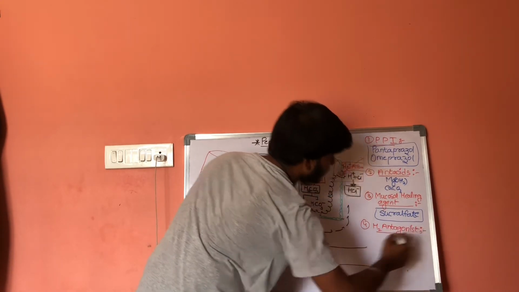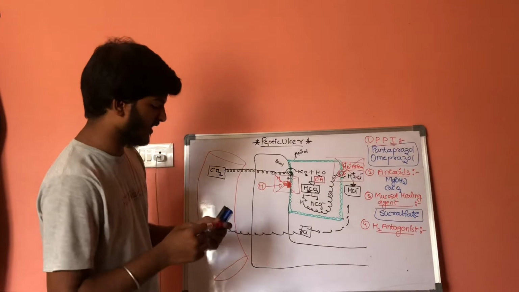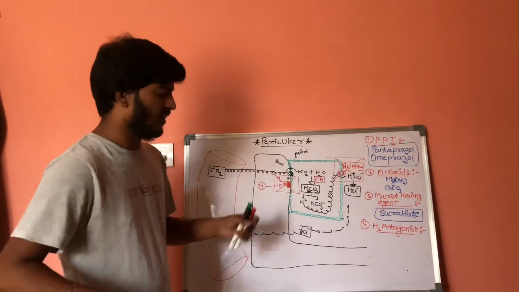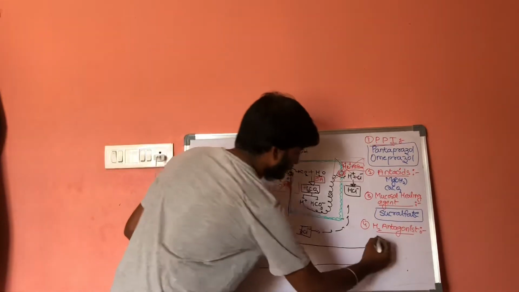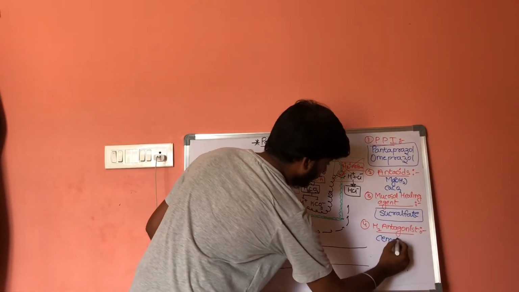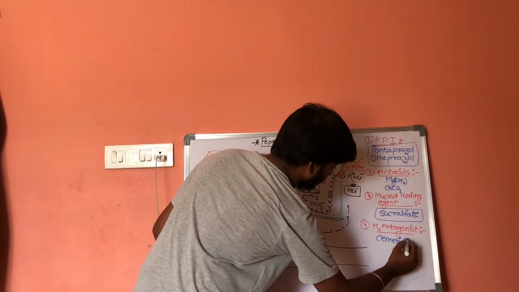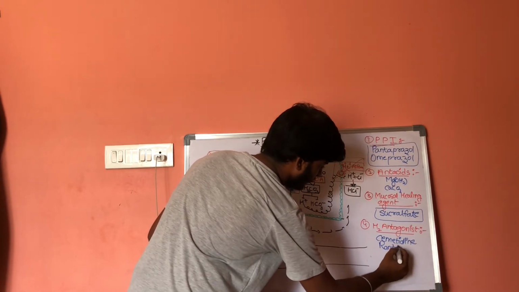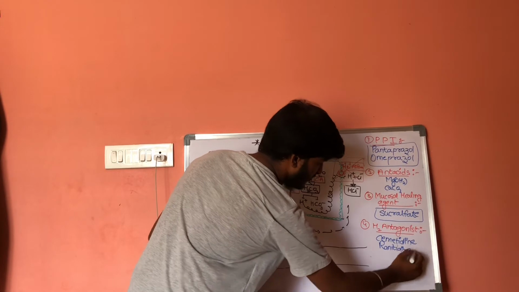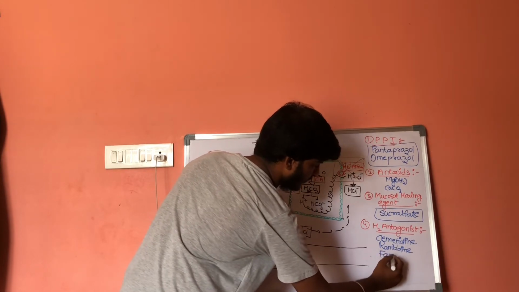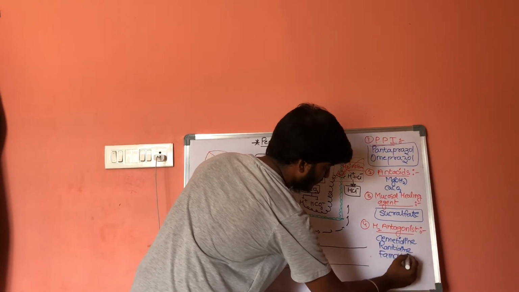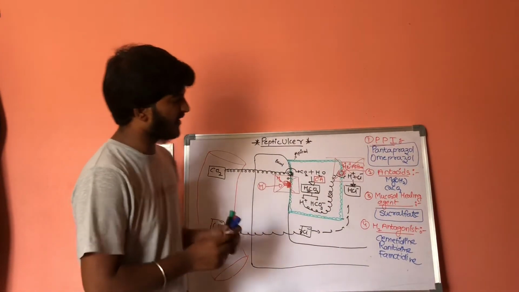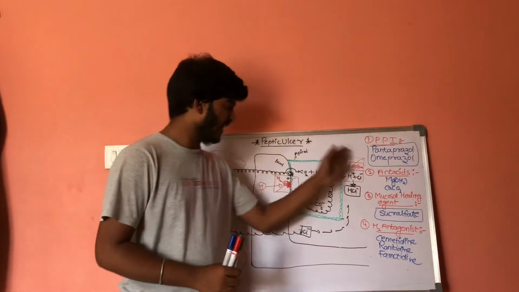H2 antagonist. So what are the drugs which come under this H2 antagonist? Our first one is called cimetidine. Next one is ranitidine. Next one is famotidine. So these are some important classes of drugs which work in this area.